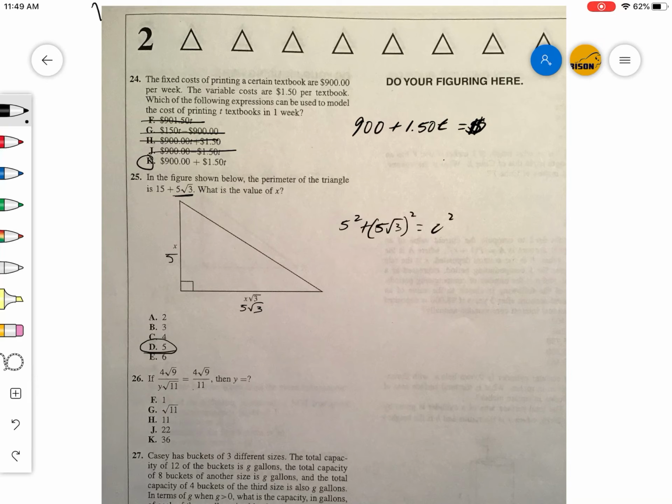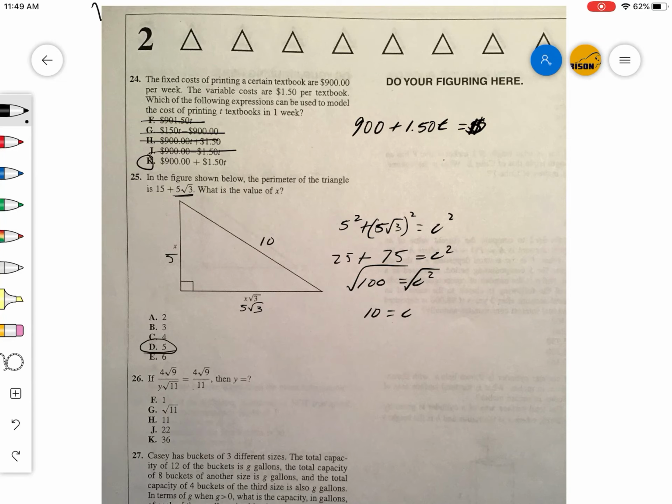So 5 squared plus 5 square root of 3 squared is equal to c squared. It says 25 plus, this is actually 75, because you have to square the 5 and square the square root of 3. So that's 25 times 3 is 75. So that equals c squared. This is 100. And when you take the square root, that equals 10. So this side is 10. So if we add the 10 and the 5, that gives us 15. And then we've got the 5 square root of 3 left over.